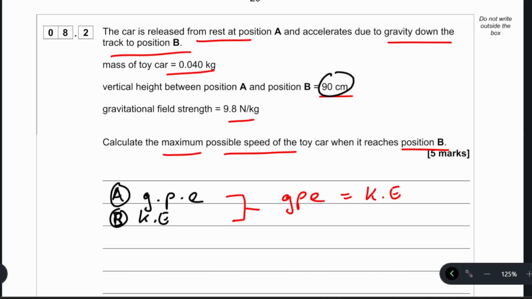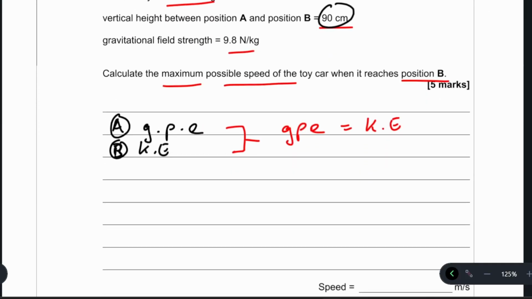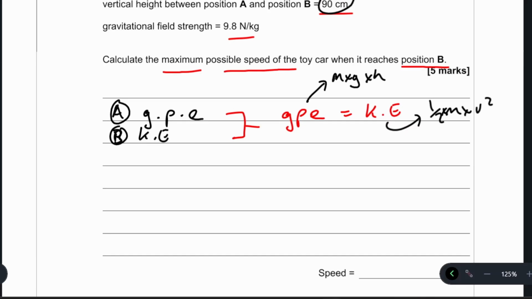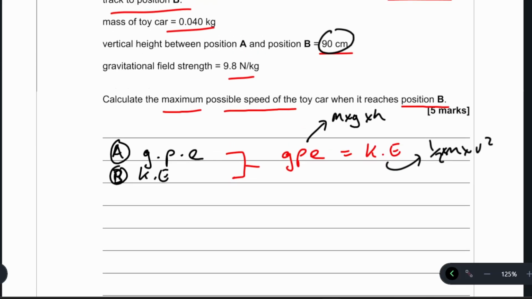Great. So now we can start to plug some of our numbers in. So the equation for gravitational potential energy we should know is mass times gravitational field strength, multiplied by the height. And the equation for kinetic energy is a half times the mass multiplied by the velocity squared. So let's do the gravitational potential energy at A first.